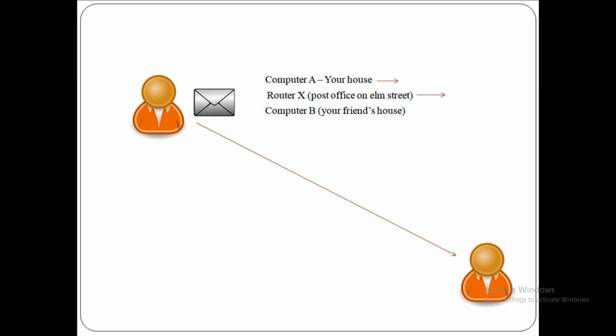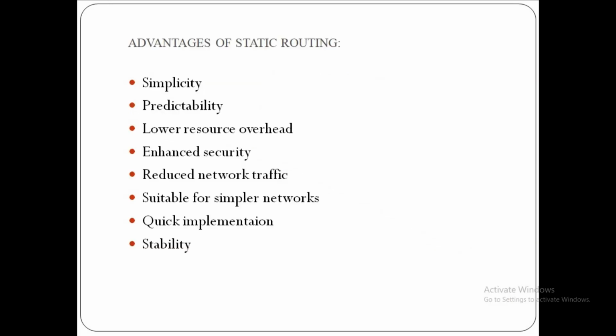Now, suppose your mailing plan for the letter is like so. From your house, the computer A, you put the letter in your mailbox, your computer. You've already decided that the best post office, router X, to send the letter to is the one on Elm Street. So the letter goes from your mailbox to router X using Elm Street. From router X, you've decided it should take Maple Avenue to reach your friend's house, computer B. That's how the letter is going to reach your friend. Similarly, packets follow the path that is manually configured to reach a specific destination from a specific source.